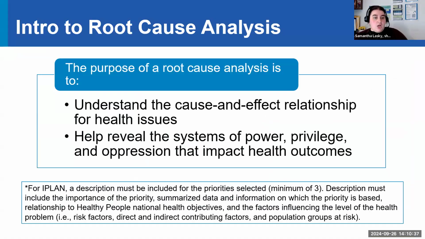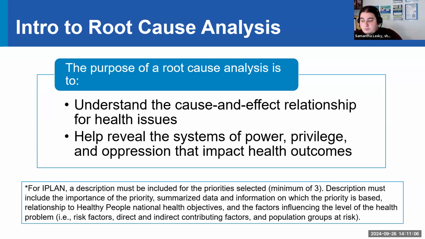Another piece of triangulating this data, once you've developed these issue statements, is to conduct a root cause analysis. The purpose of the root cause analysis is to understand the cause and effect relationship for health issues and help reveal the systems of power, privilege, and oppression that impact health outcomes. Conducting a root cause analysis of each issue will help you build out the components of your issue profile.